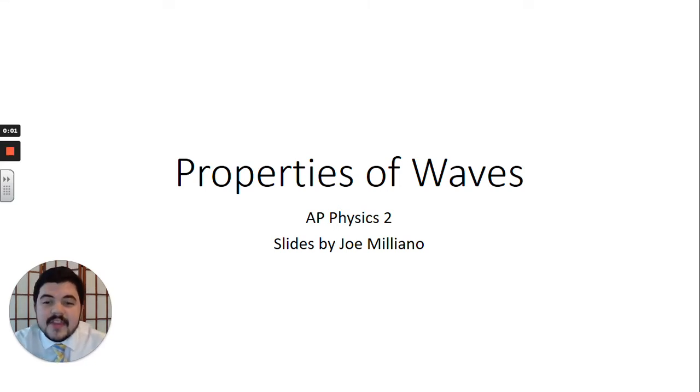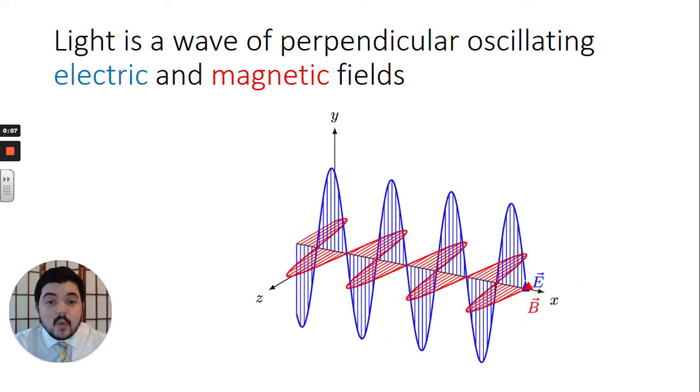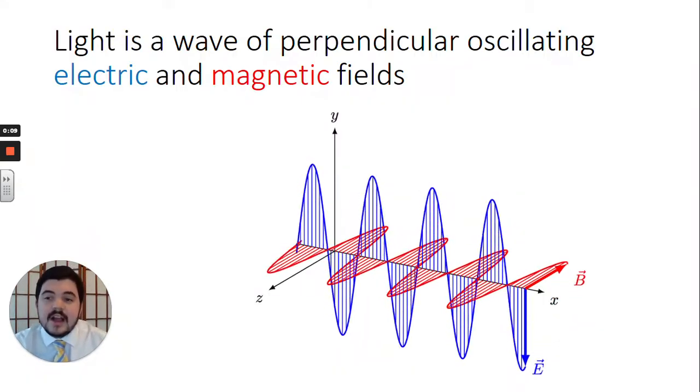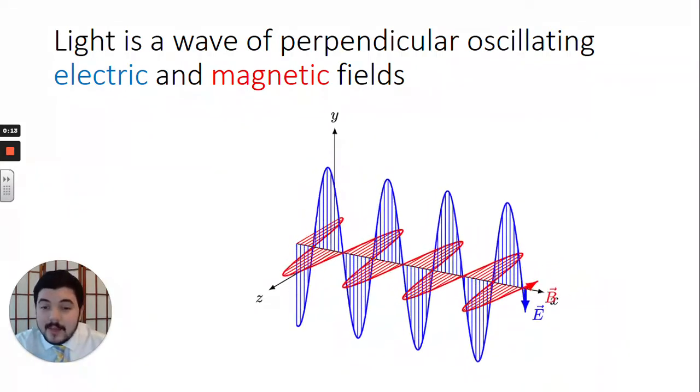Hello folks, in this video we will be talking about properties of waves. Light is a wave of perpendicular oscillating electric and magnetic fields. That's a mouthful there, right?